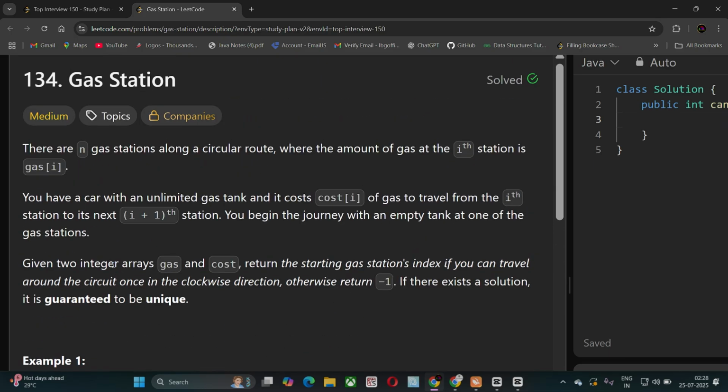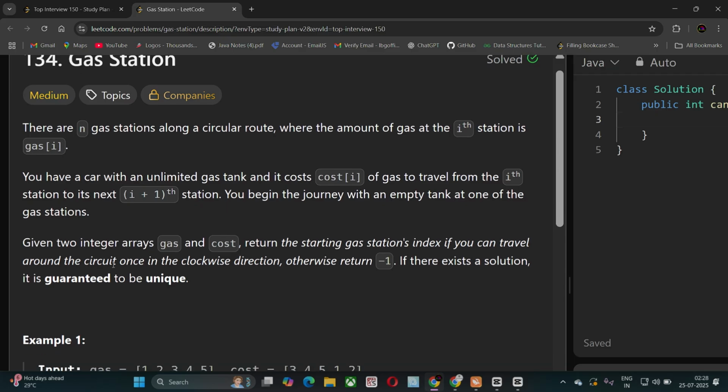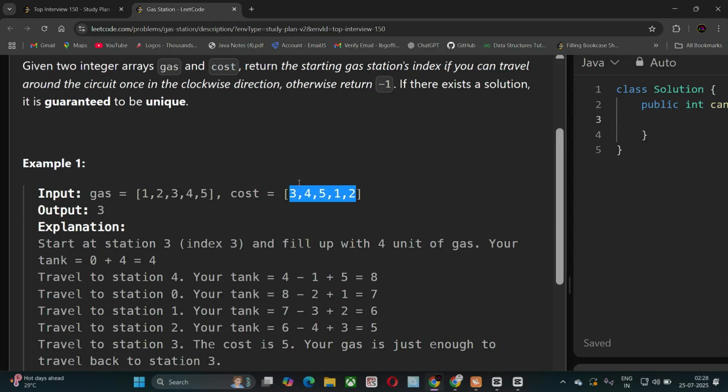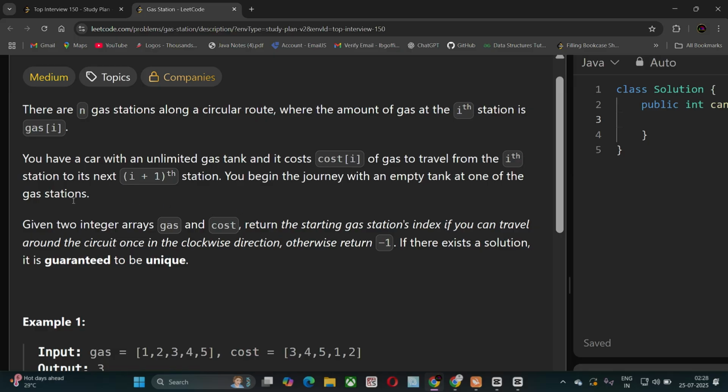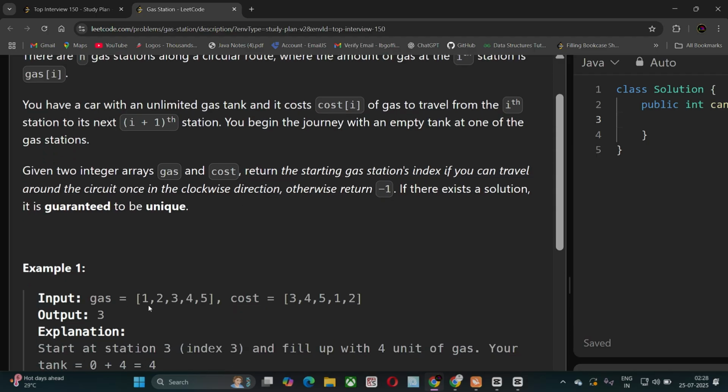So the question is actually asking: we have n number of gas stations, we travel from one station to another station, and our fuel tank is empty. The cost is given to arrive from one station to another station. We have integer arrays gas and cost.